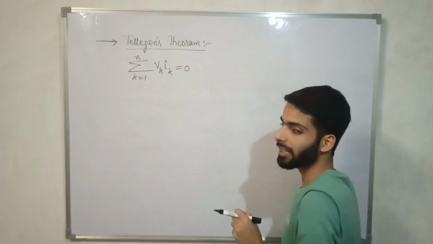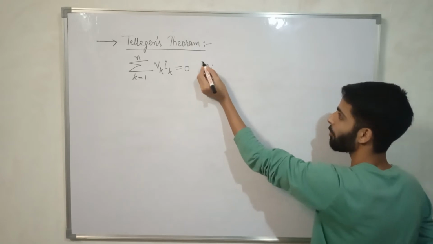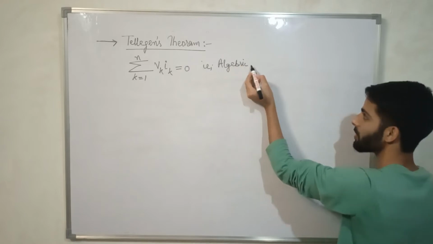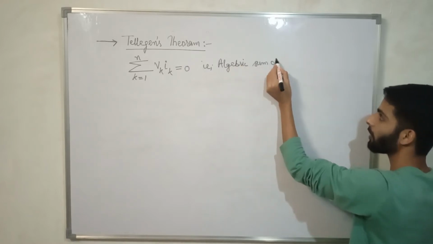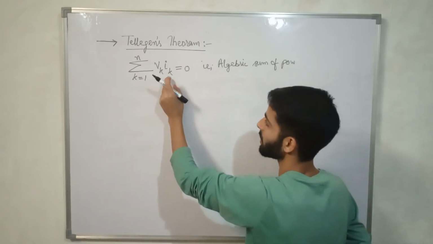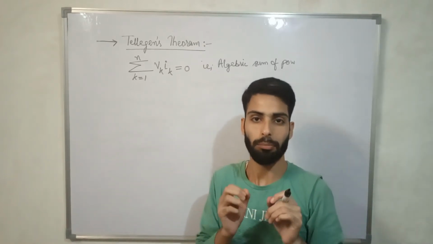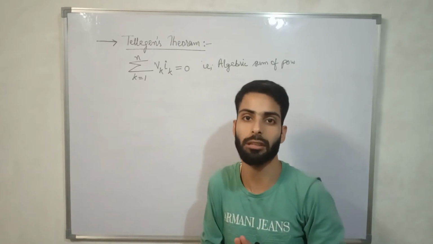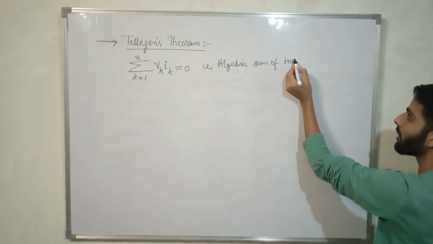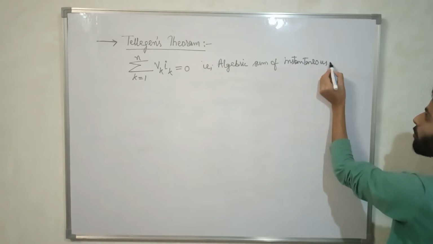What is V into I? V into I, voltage into current, that is power. That is the summation, algebraic sum, of powers. Because we have to find the power for every single part of a circuit, the instantaneous powers will be over there. I will write instantaneous powers.